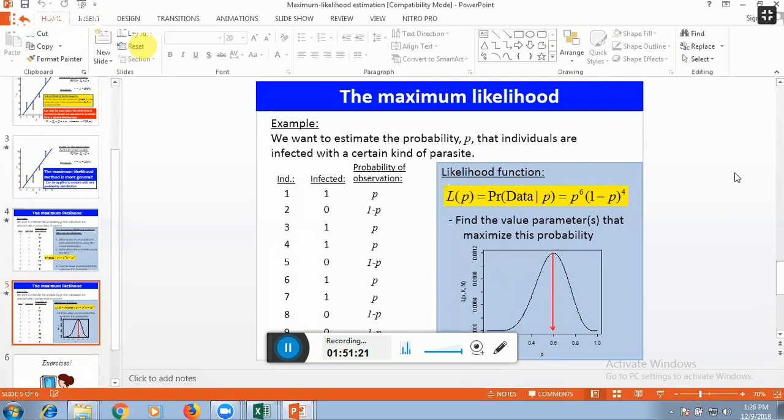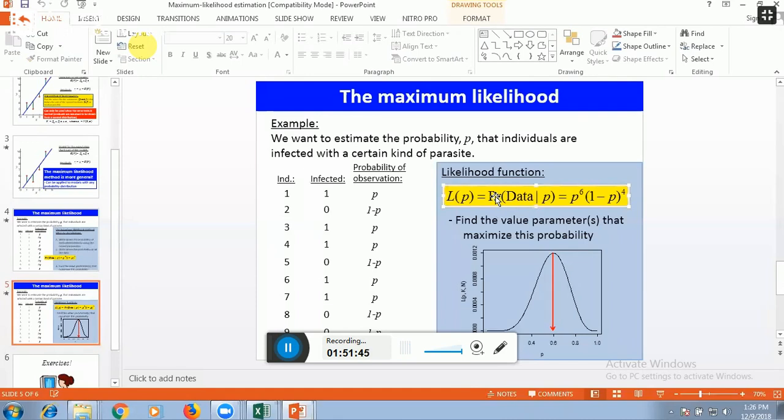Of course, here I simplified the process with the Bernoulli distribution. But if the distribution is a Poisson distribution, or a normal distribution, or some other distribution, the likelihood function will change. But what I'm saying is, you can apply this to any distribution.